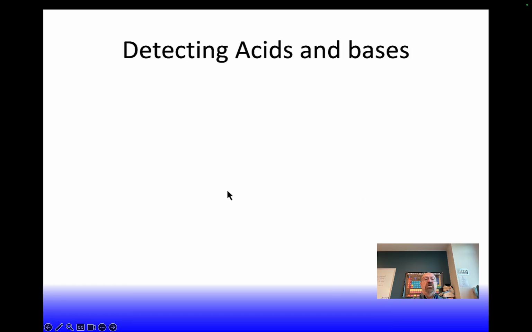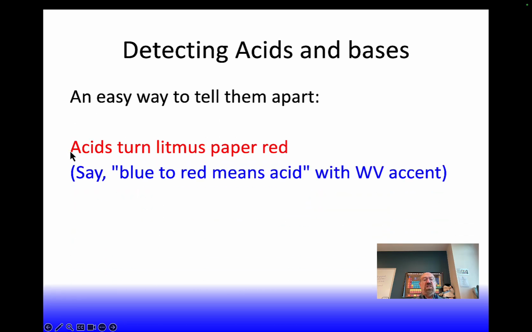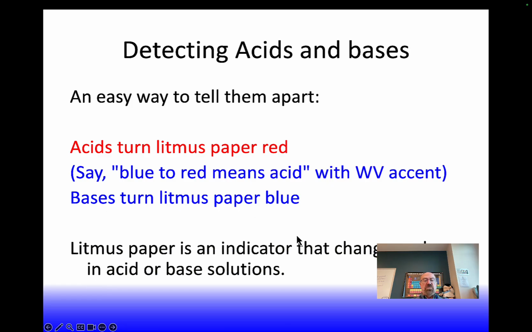Okay. Now, detecting acids and bases. One easy way to tell them apart is to use litmus paper. Acids turn litmus paper red. Okay. Bases turn litmus paper blue. And so litmus paper is an indicator that changes colors in acid or base solutions. In water, okay, litmus paper isn't going to change. So it comes in two flavors, red or blue.